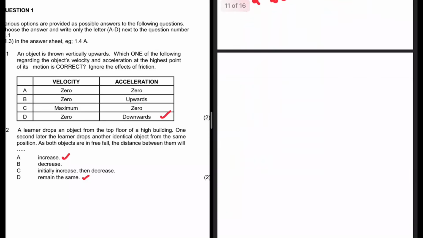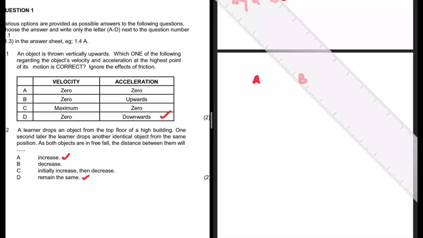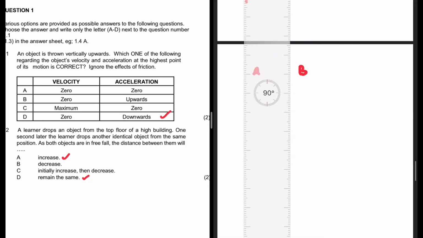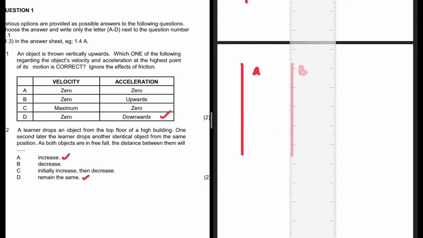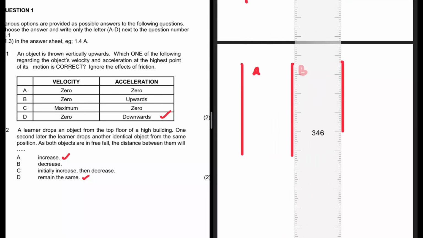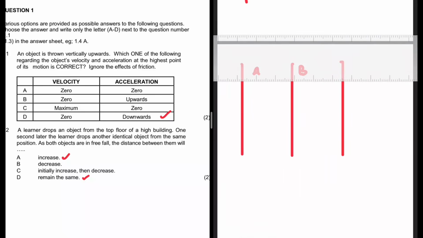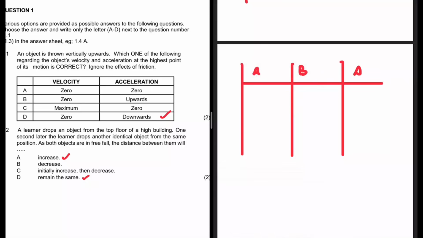So we have object A and object B. Let's just tabulate so that you can see what I'm talking about. This will be the distance between the two objects. Okay, so let's do it like this. Ball A is dropped first, right? And then ball B is dropped after 1 second.